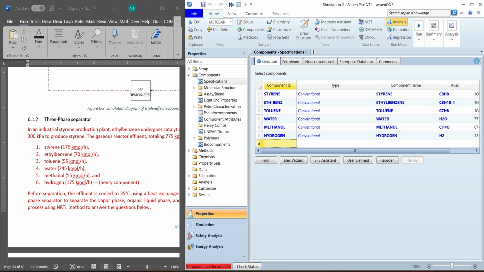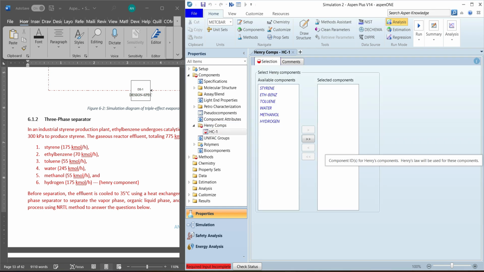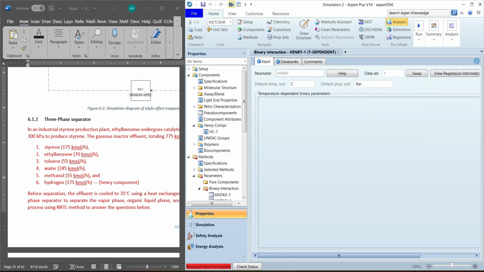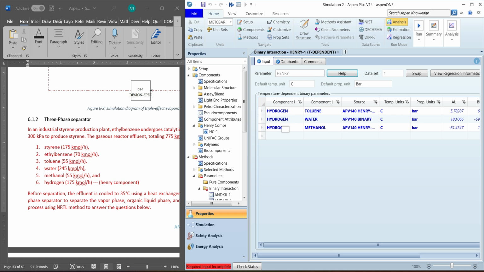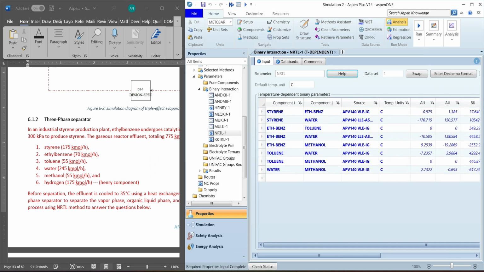Though the molar concentration of hydrogen is not lower than any of the others except water, it is still good to define it as a Henry component because of its highly non-condensable nature in the given environment. So let's shift hydrogen to the selected components. Let's proceed next. Initially we are asked to simulate this case using an NRTL method. So let's proceed to the interaction parameters. These are the interaction parameters of the Henry components and the other interaction parameters for the NRTL method.